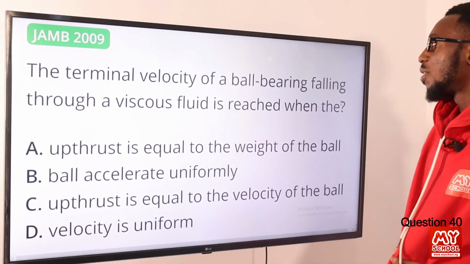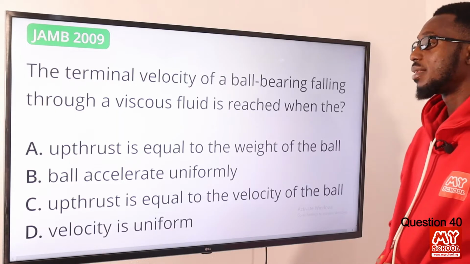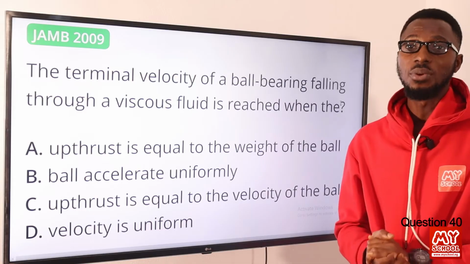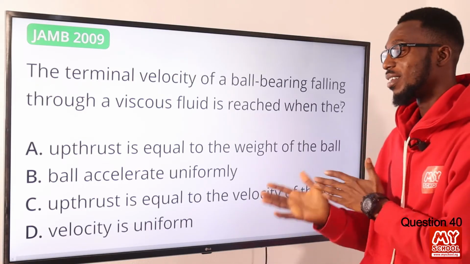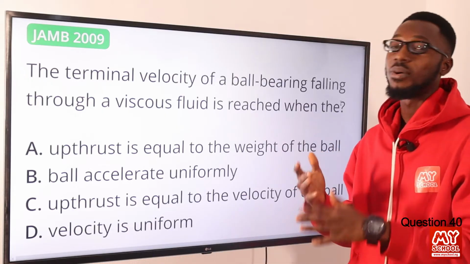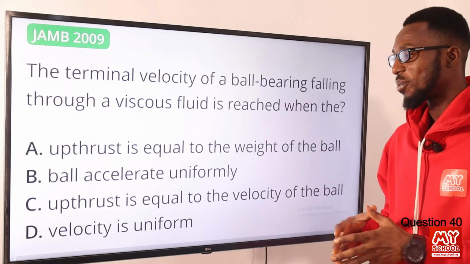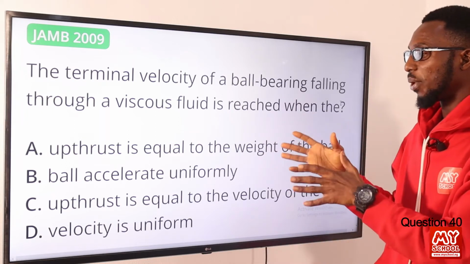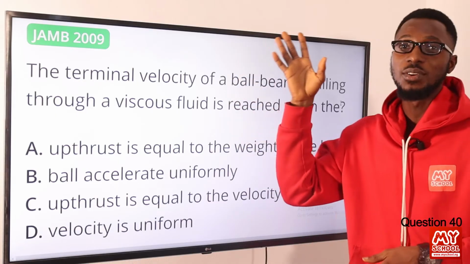Question 40. The terminal velocity of a ball bearing falling through a viscous fluid is reached when the ball ceases to accelerate but moves with a uniform velocity. You can call that constant velocity, or you can call it terminal speed, or terminal velocity, still the same. At this point, the viscous force is proportional to the terminal velocity.